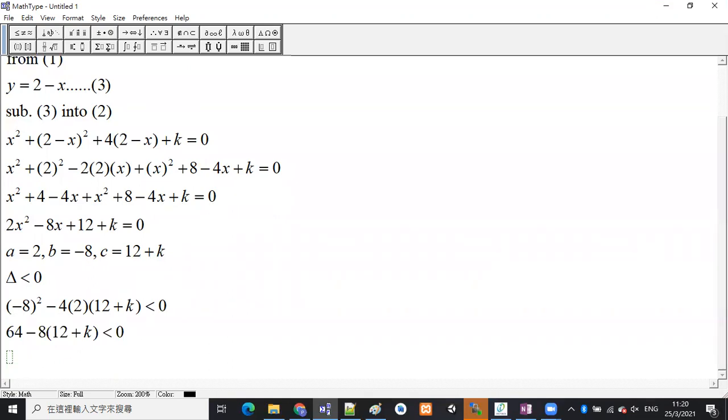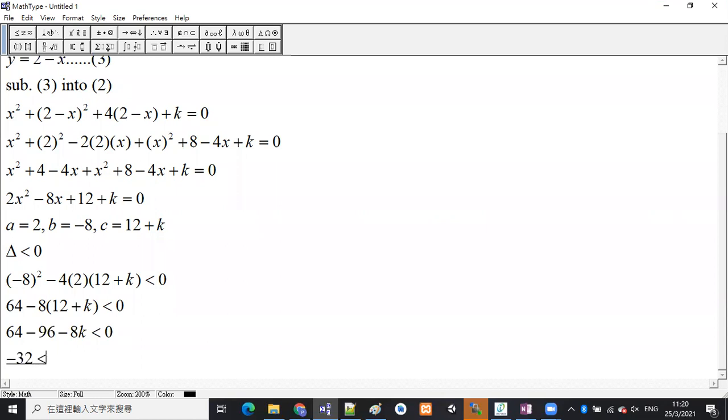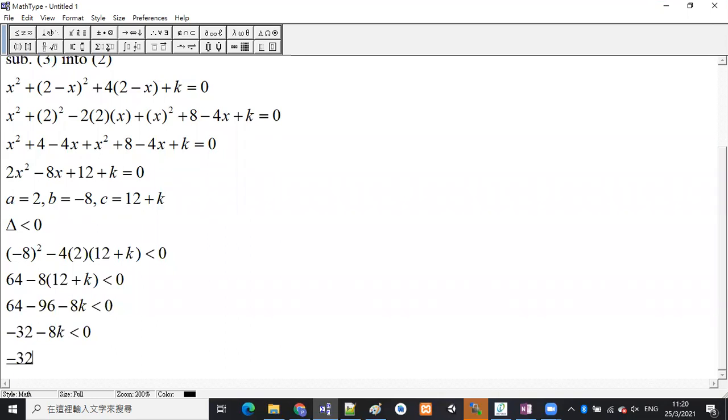And expanding and multiplying the -8 into the bracket. So 64 minus, is it 96? And then minus 8k, less than 0. Am I correct? And then these two are numbers, so we can calculate the numbers. 64 minus 96 should be -32. And minus 8k is less than 0. Because I want to find k, but k term is negative on this side. So I need to move it to the right-hand side to make it positive, leaving the -32 on the left. And then it becomes 8k on the right.